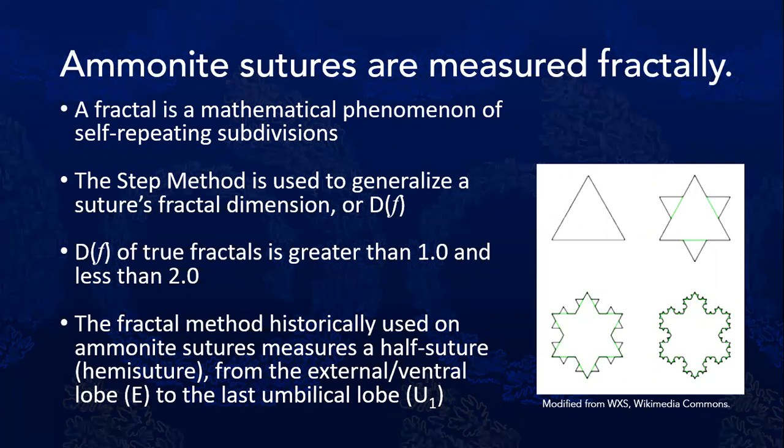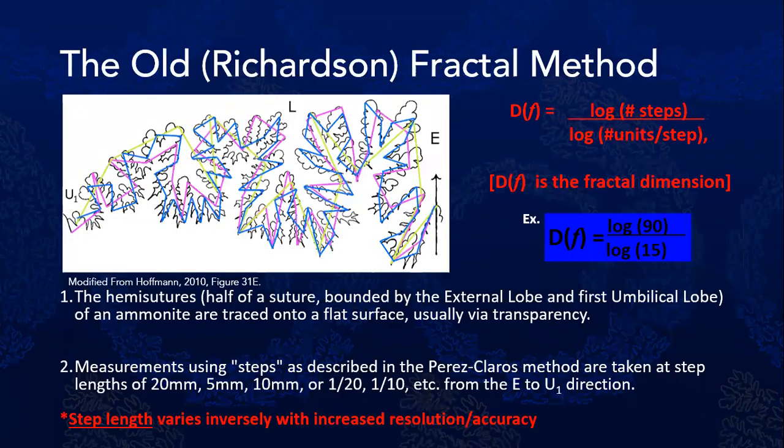The step method is used to generalize a fractal dimension expressed as df, and the df of true fractals is between 1 and 2. The step method, when used on ammonite sutures, generally measures a full hemisuture or half suture going between the external lobe E and the furthest away umbilical lobe U1.